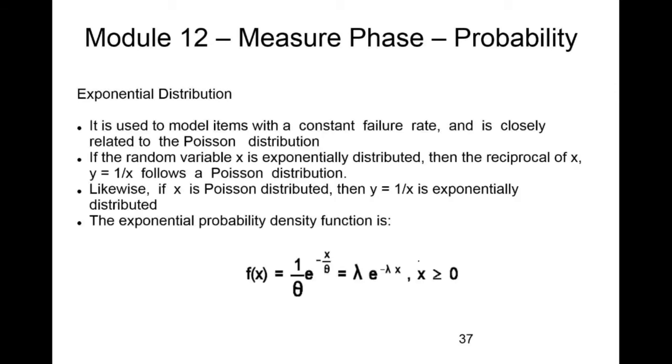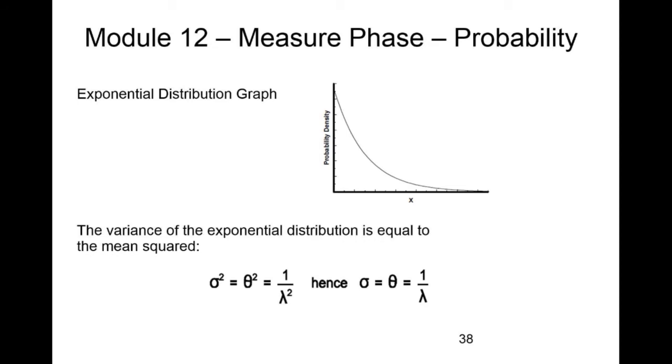Exponential distribution is used to model items with a constant failure rate, and is closely related to a Poisson distribution. If the random variable x is exponentially distributed, then the reciprocal of x follows a Poisson distribution. Likewise, if x is Poisson distributed, then y equals 1 divided by x is exponentially distributed. And the formula for that is there below. And the graph looks like that, and the variance formula is that way.